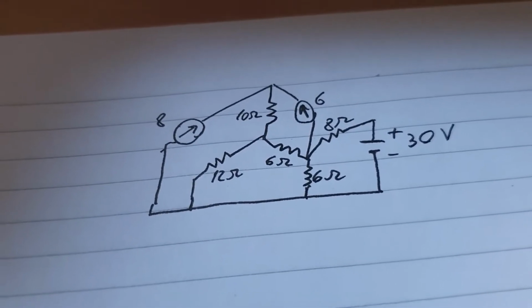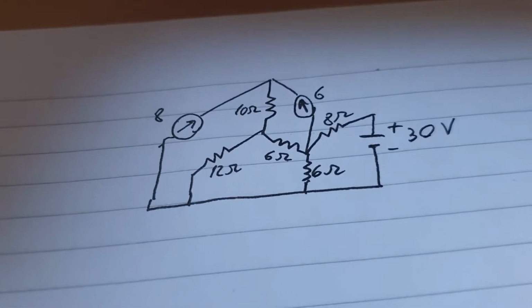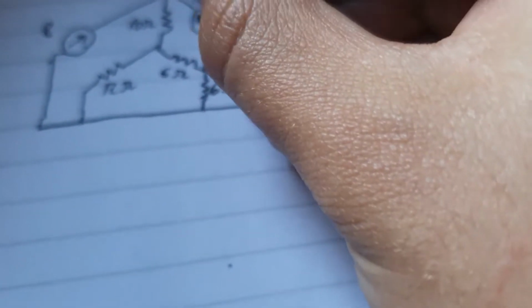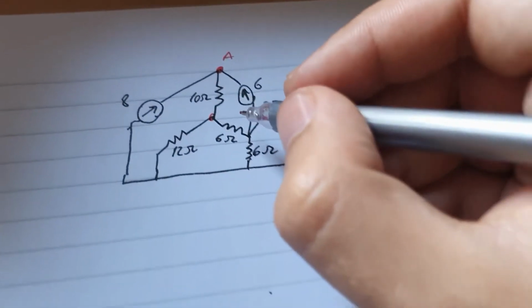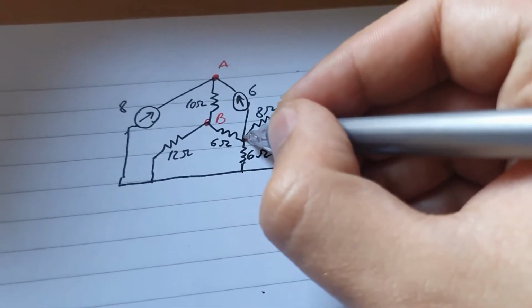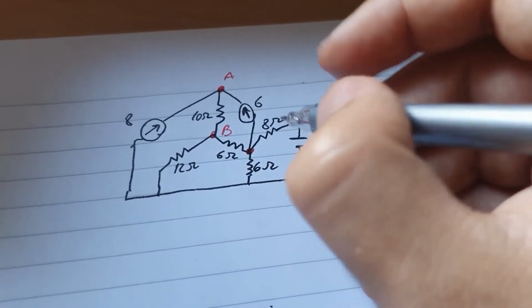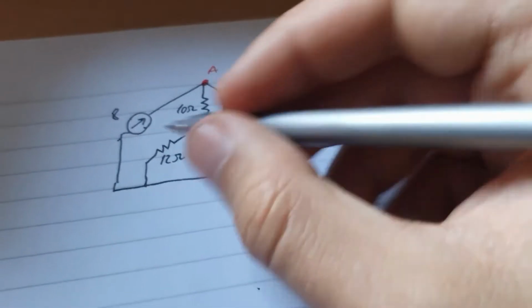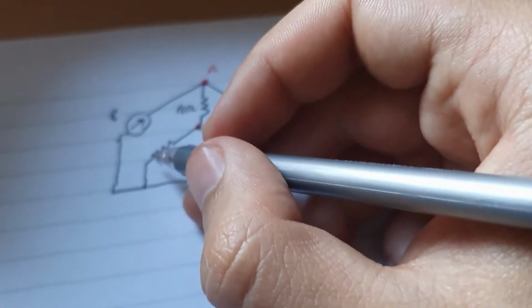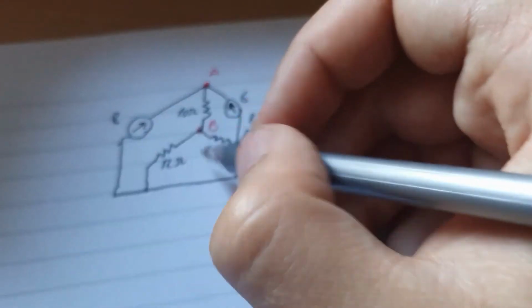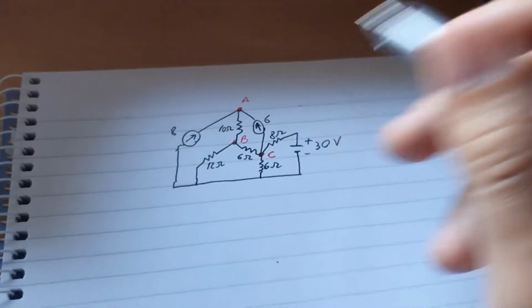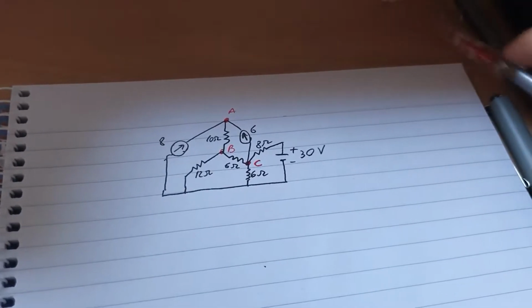Okay, so first let's get our points that we want to find out. We want to find out this point here, point A, this one here, point B, and this one here, point C. And we can already see that we can find out the values in point B and point C by just doing these 2 resistors here. There you go, it keeps getting out of focus. I guess I'll have to be a bit further away.